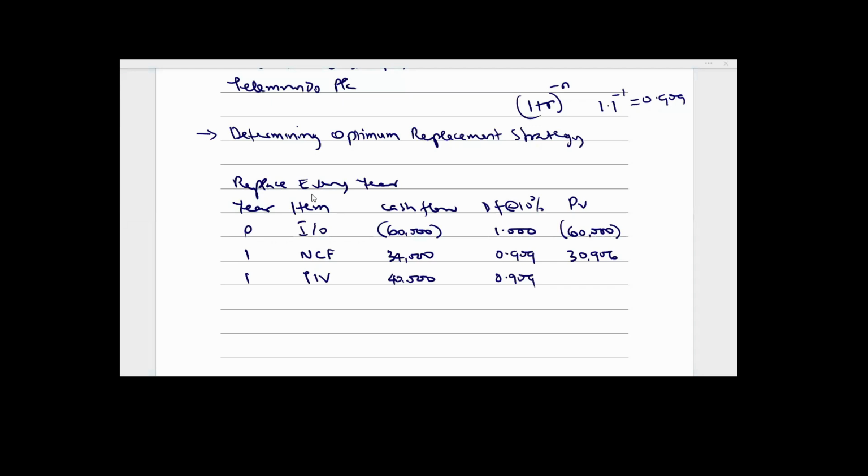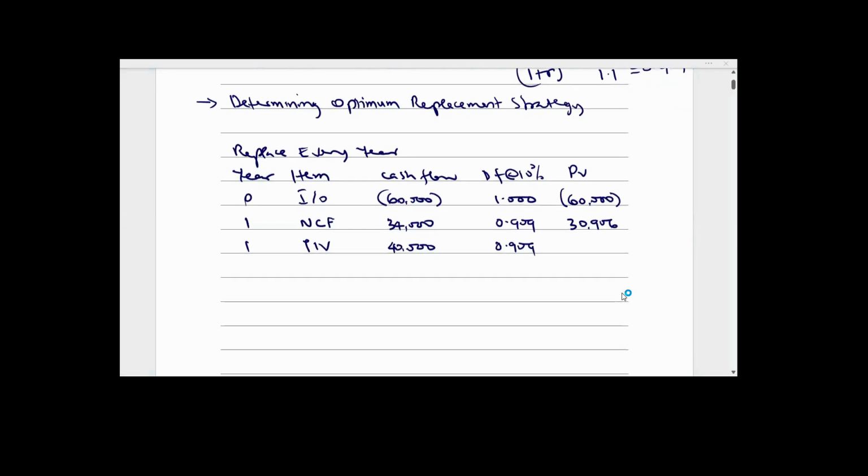Okay then. Then 40,000 gives 36,360. Okay, 36,360. So you get your NPV. So that would be 7,266. That's the NPV of year one replacement.